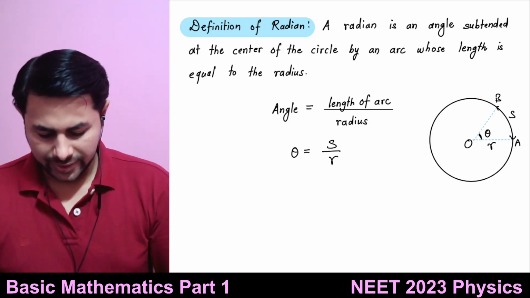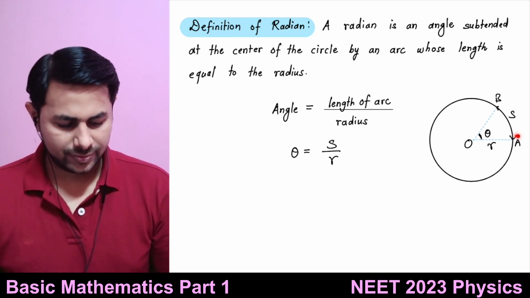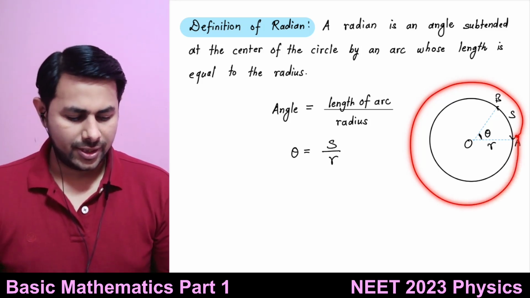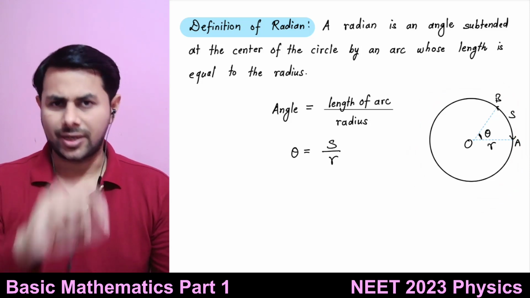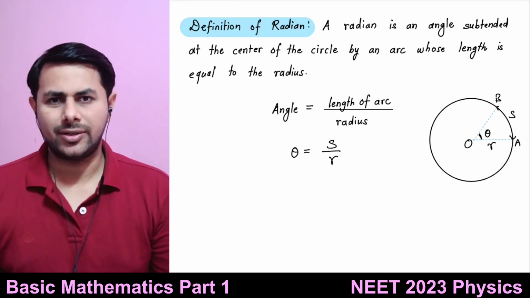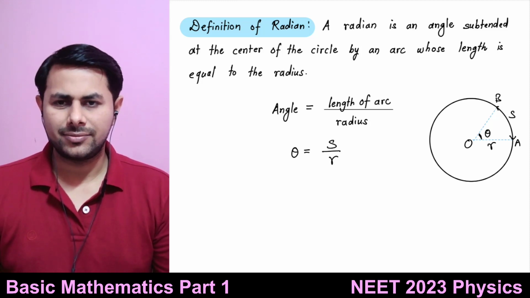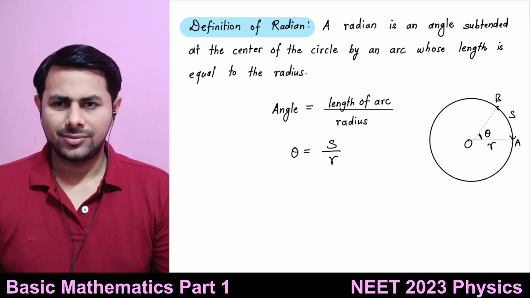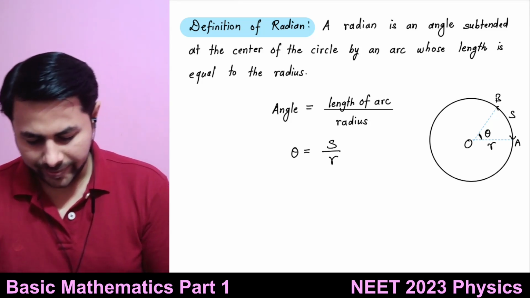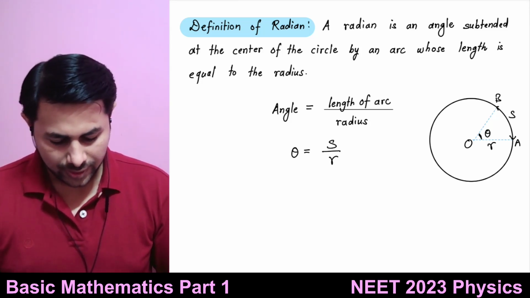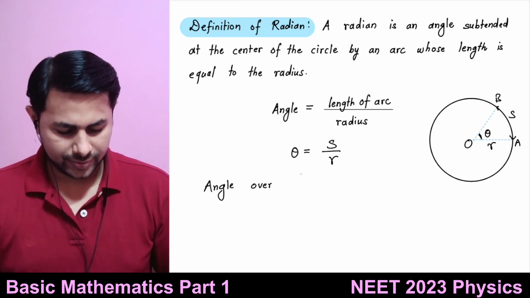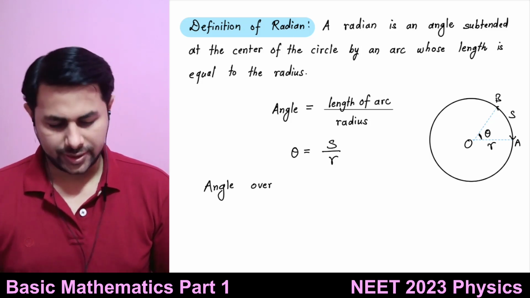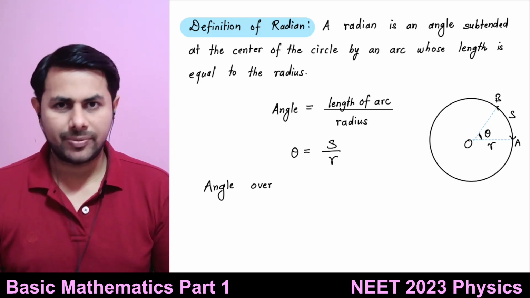Let's say we start from this point and come back to this point. How much will be the length of the arc? If we start from some point on the circumference of the circle and come back to the same point, how much would be the length of the arc? Circumference, 2 pi r. So I can say the angle over the complete circle, or 360 degrees in degrees. We have already defined it.